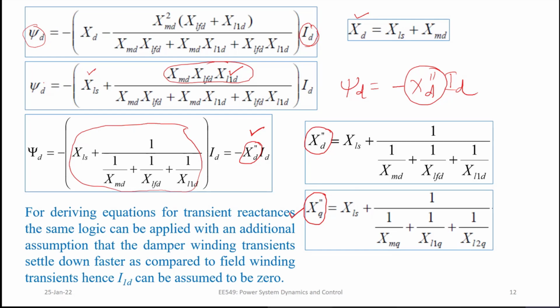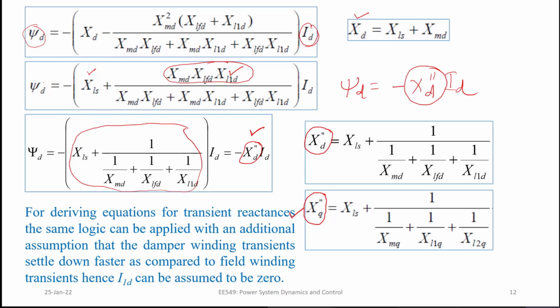For deriving the equations for transient reactances, the same logic can be applied with an additional assumption that the damper winding transients settle down faster as compared to the field winding transients. Hence, I1D can be assumed to be 0. It will be assumed that the damper winding transients have settled down and the field winding transients are existing. Under that condition, we'll find the transient reactance.